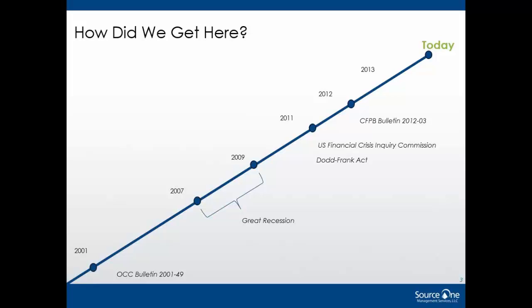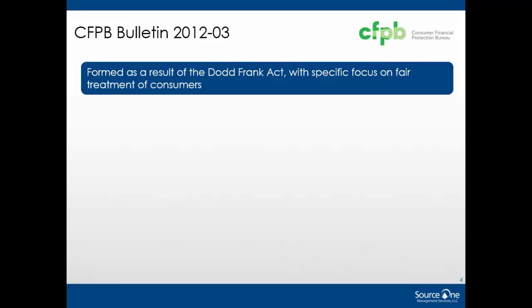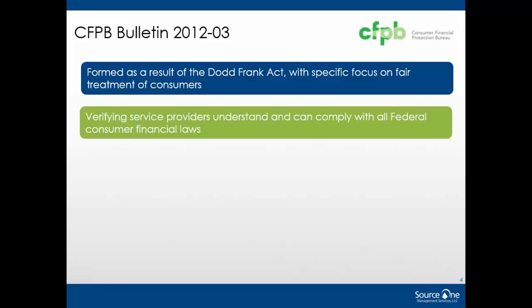So let's talk a little bit about the CFPB bulletin that's come out. Again, it was formed as a result of the Dodd-Frank Act, specifically with a focus on fair treatment of customers by your key suppliers. One of the big tenets in the CFPB was verifying that service providers understood and could comply with all federal consumer financial laws. So that's obviously saying a lot.